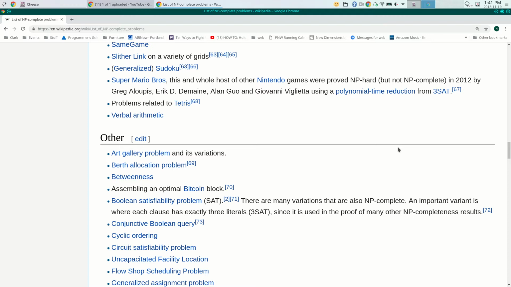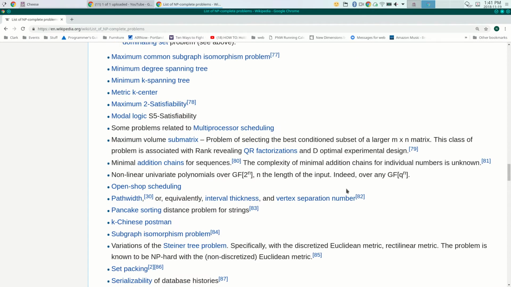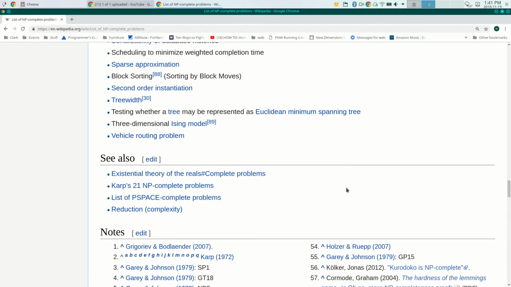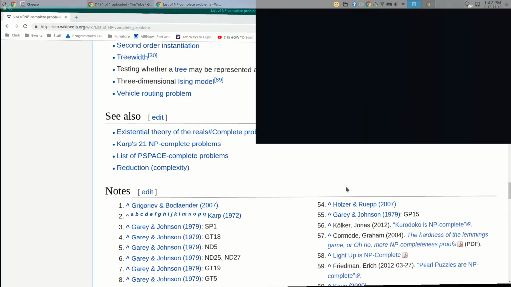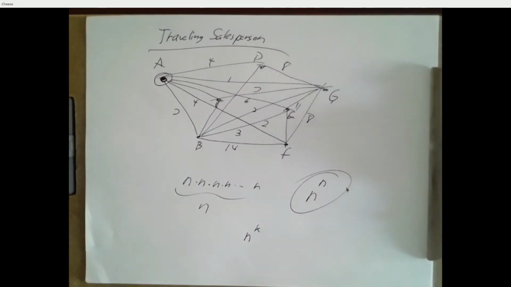And if you can find a polynomial solution for any of these, you've found a polynomial solution for all of them. And that's one of the millennium prizes. It's one of those things that kind of changes the world because it's got crypto implications as well, which leads to bad Amazon movies. Existential theory of the reals. There we go. So it's an interesting problem.